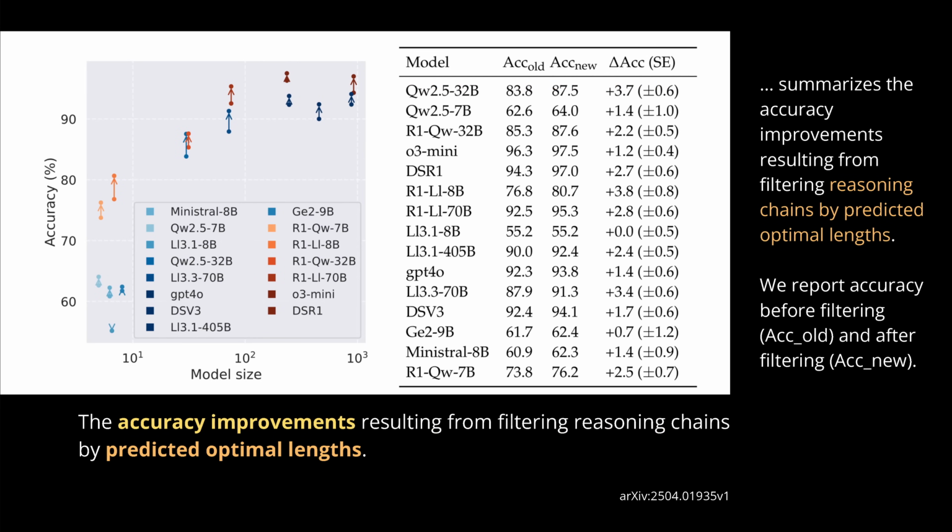But let's come to a result from this study by Stanford and Cornell. Here you see it. It summarizes the accuracy improvement resulting from filtering the reasoning chains by the predicted optimal length. So you see the old accuracy and the new, filtered accuracy, and the differences we achieve, either in numerical data or in a graph. For the different models you achieve different improvements in the accuracy of the reasoning chain. I think the best one is 3.8. This is the distilled R1.